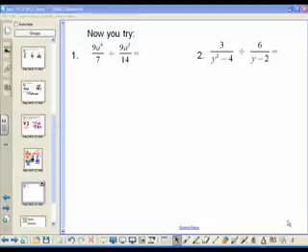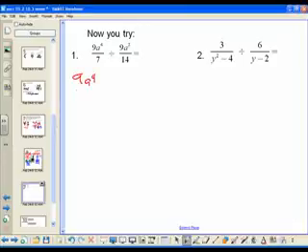But again, you guys, some of you like to take off too many steps. Too many steps. So here, first of all, we should always do our reciprocal.